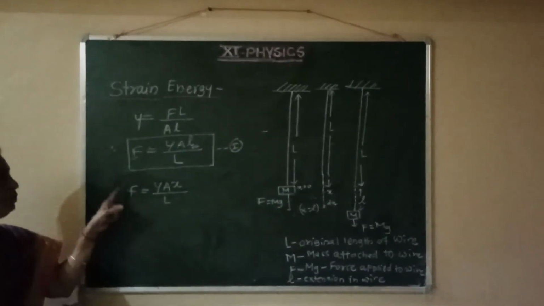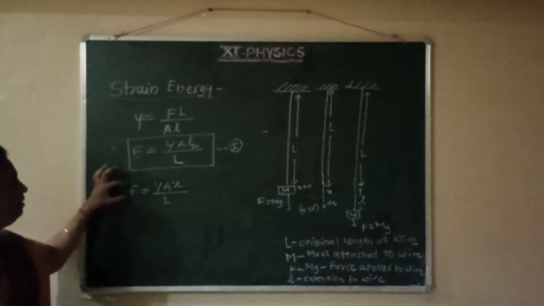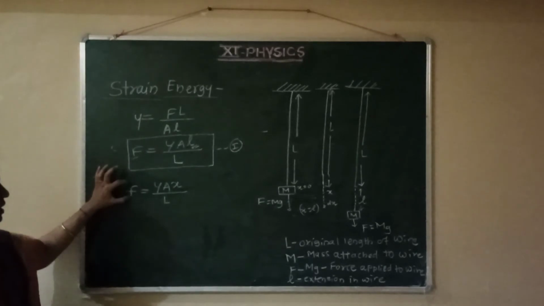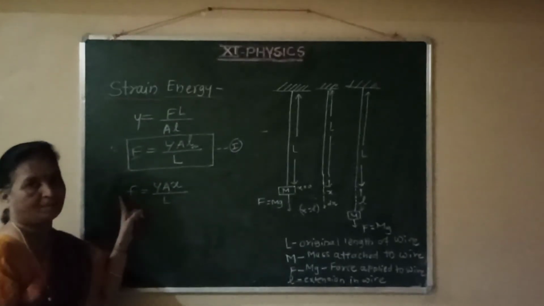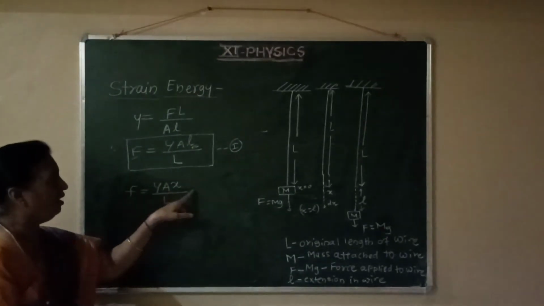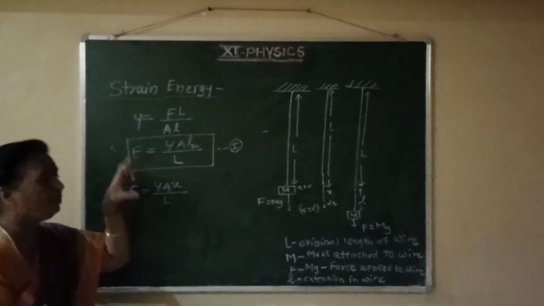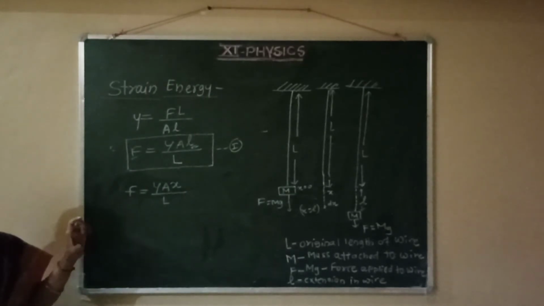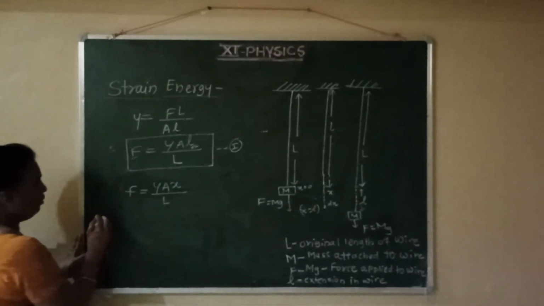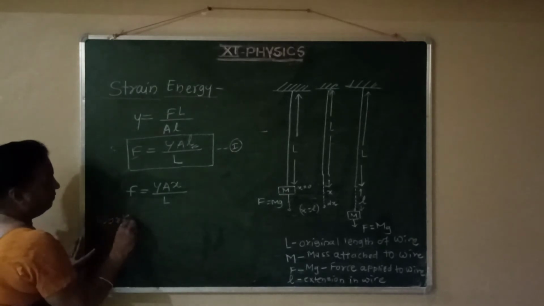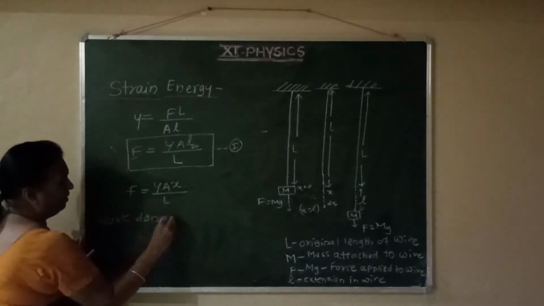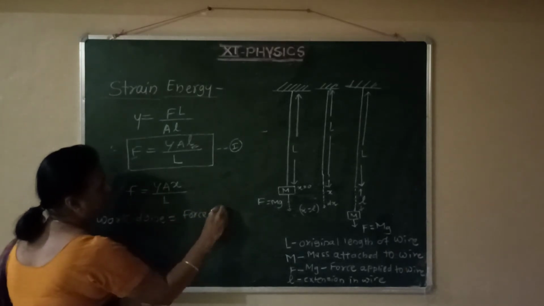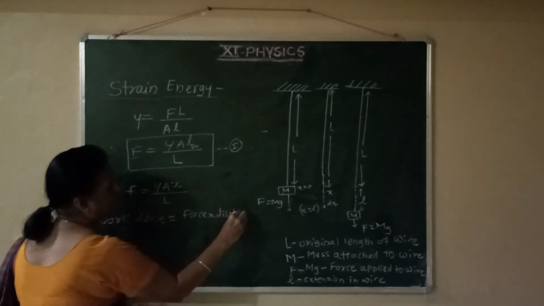But as we have considered here, the magnitude of this force changes continuously. Because of that, we have to integrate this equation with respect to dx, so that we get the total work done by the wire while stretching it. So as you know, what is the formula for work done? That is equal to force into displacement.